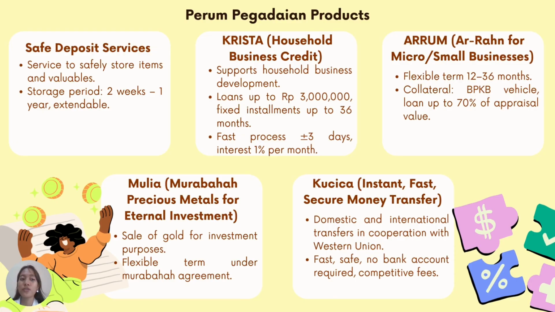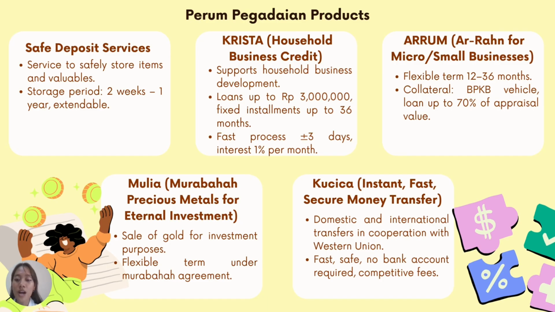This is the service to safely store items and valuables, and the storage period is about 2 weeks until 1 year, and this is extendable. The next one is Krista, Household Business Credit. Krista supports household business development with loans up to 3 million rupiah, fixed installments up to 36 months. This is a fast process, about 3 days, with interest of 1% per month.